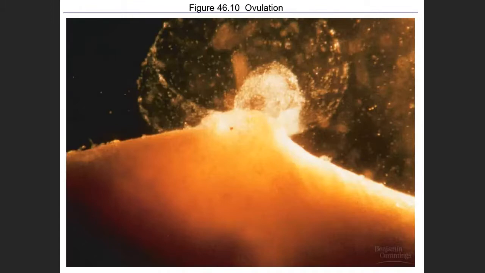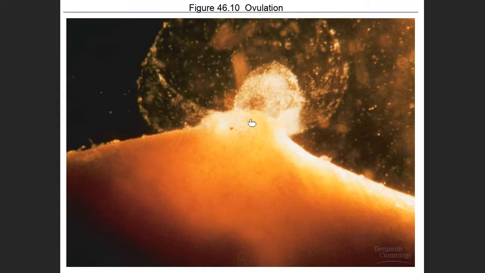Here it is actually happening. This is an amazing picture. This is a woman's ovary. They actually use fiber optic cameras for this. And they have the ovary here at the bottom, and then this is the egg blowing out of the ovary, the actual act of ovulation, the egg coming out of the ovary.